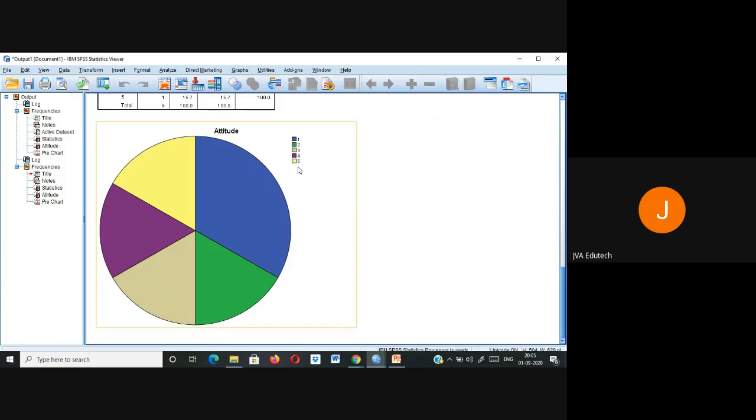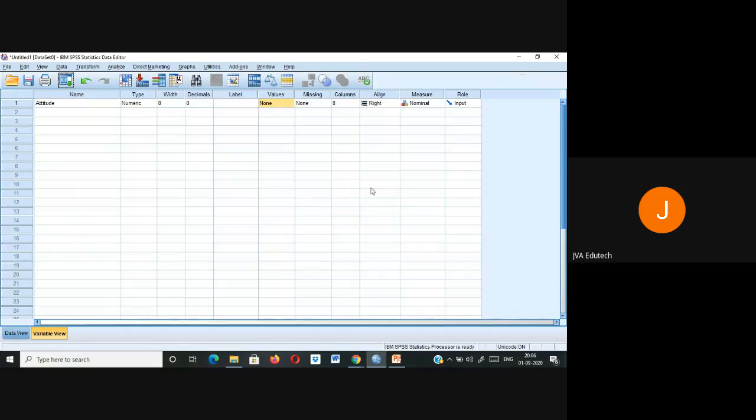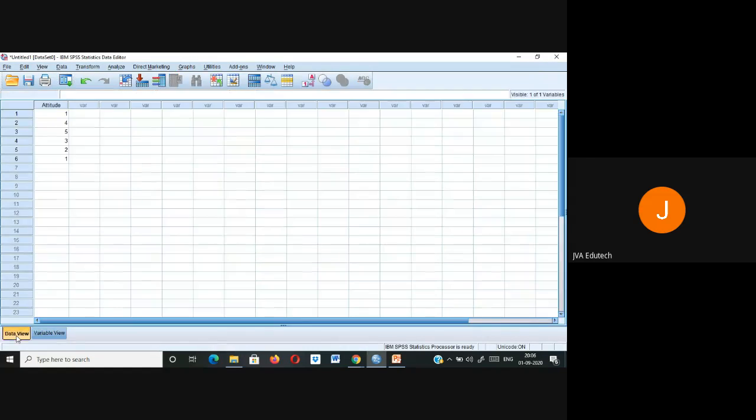does 1, 2, 3, 4, 5 make any sense? No. So you have to tell the software SPSS what exactly this 1, 2, 3, 4, 5 means. That's how you have to do coding. Now coming to the test of normality. How do we do this test of normality?